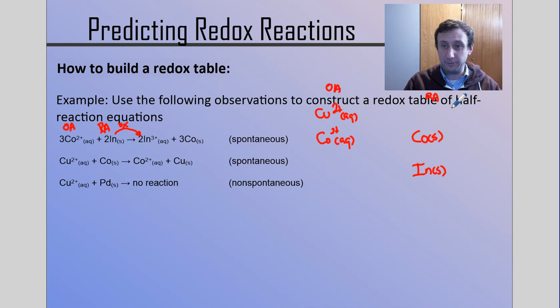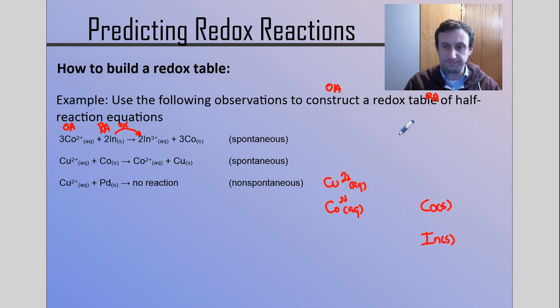Finally, and now I've realized that I have definitely screwed up with spacing, so I'm going to have to do some fancy selecting of stuff and moving it down. Ta-da! Okay. Finally, for copper 2 and palladium, there was no reaction. So copper 2 must be below Pd. This is my OA, and this is my RA. So copper 2 must be below, and then Pd has to be above it. This is uphill, therefore non-spontaneous.